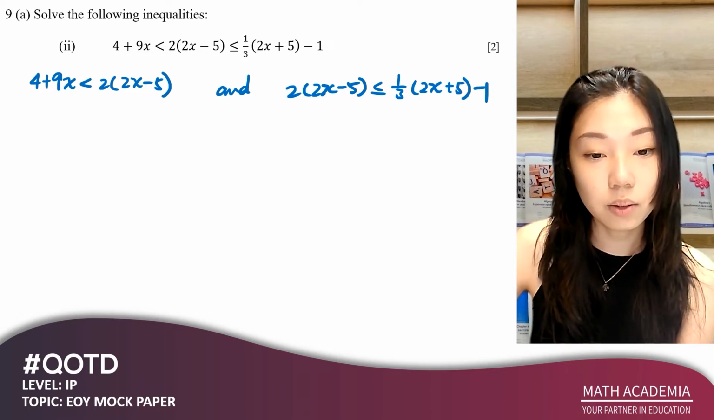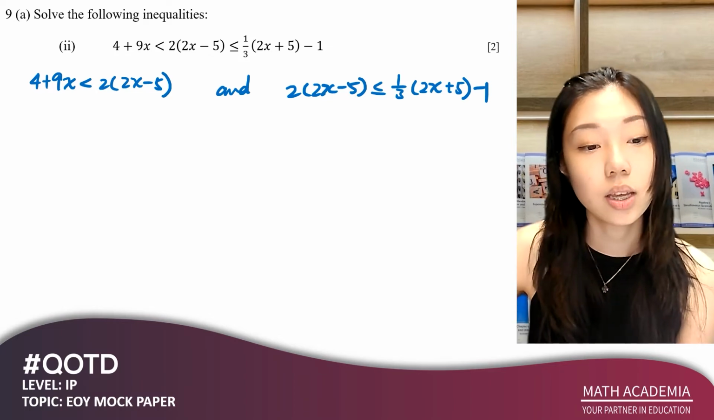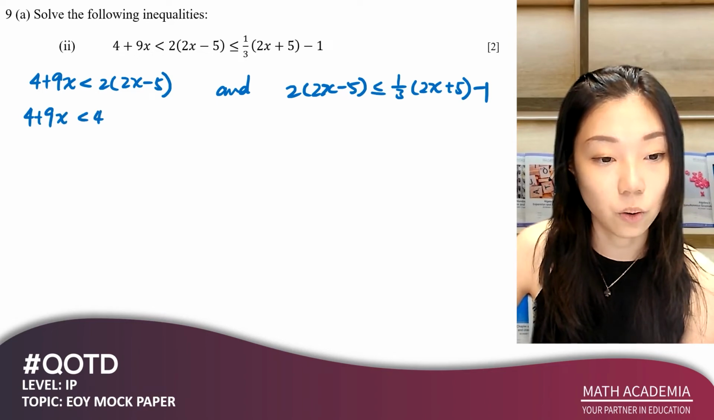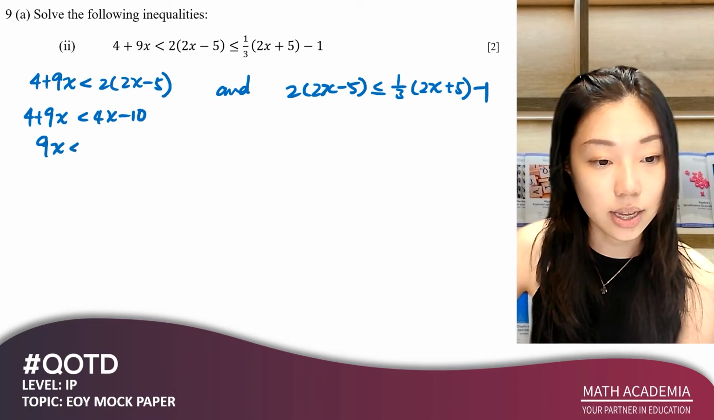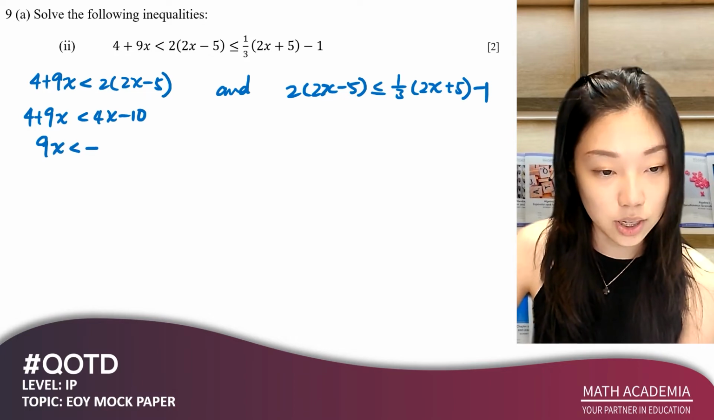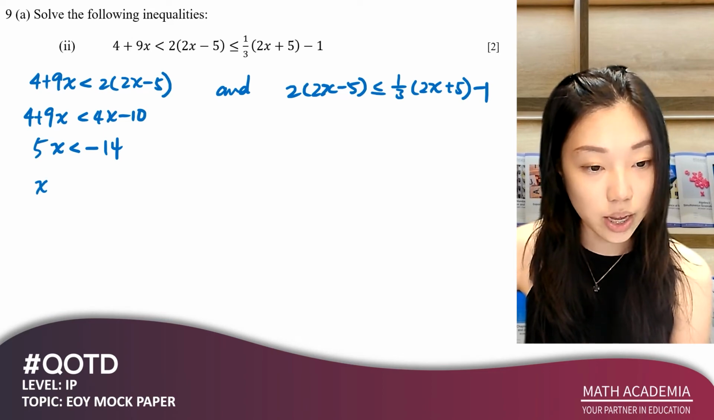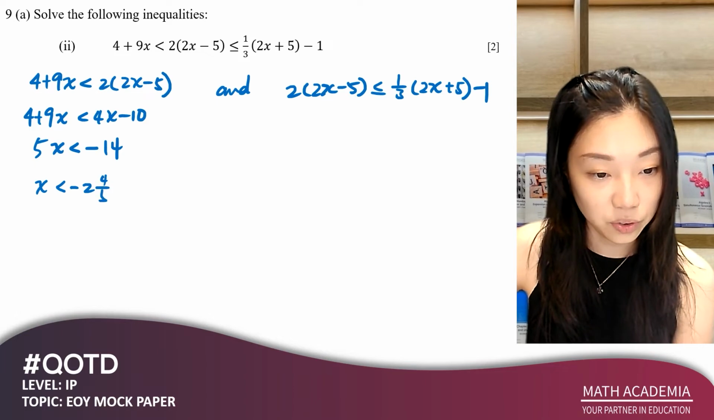Okay, so from here, let's work each of the equations separately. I would have 4 plus 9x is less than 4x minus 10. So 9x is less than negative 14. All right, 5x is less than negative 14. So x is less than negative 14 over 5.